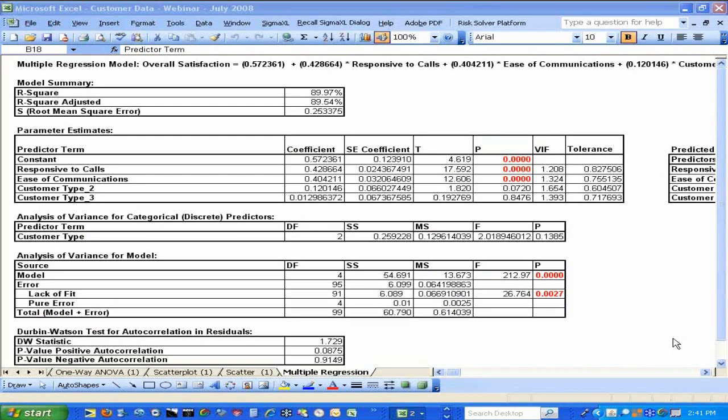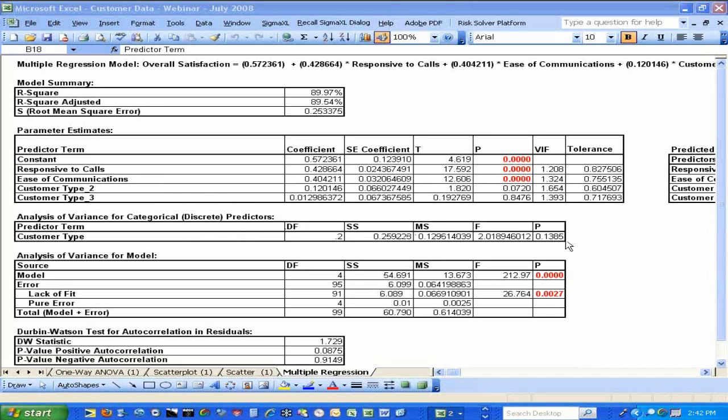Now on this report we have a few things here. One is we can see from these low p-values that the responsive to calls and ease of communications are indeed statistically significant. Okay, the null hypothesis is that the factors are not significant, and so these low p-values tell you that both responsive to calls and ease of communications are important. However, customer type is unimportant.